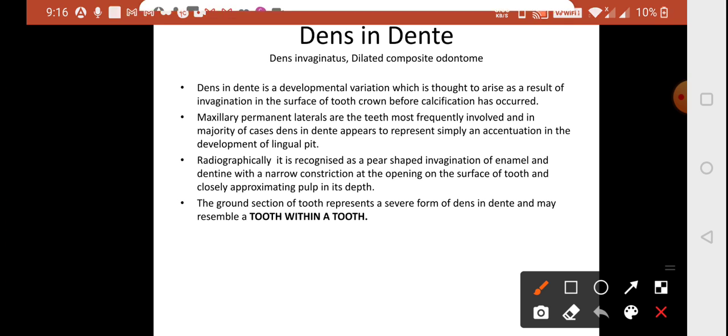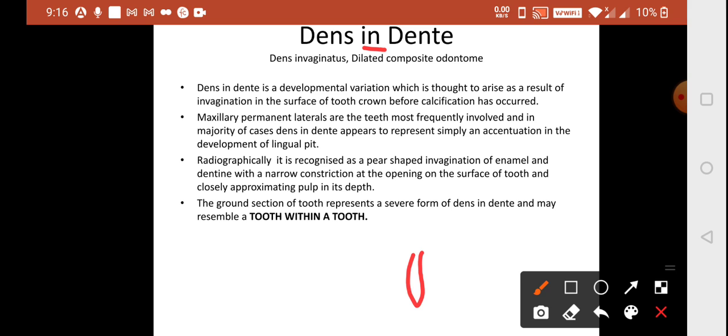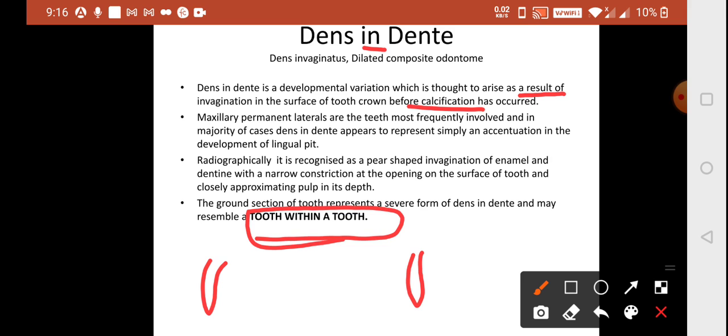Next is your dens invaginatus, or dens indente. The name itself suggests that indente means inside. I have made it bold that whenever it represents a tooth within a tooth, the anomaly is dens indente. So let me read about that. It is a developmental variation that is thought to arise as a result of invagination in the surface of the tooth crown before it is calcified. So before it is calcified, there is an invagination, and maxillary permanent lateral incisors are the teeth most frequently involved in dens indente.